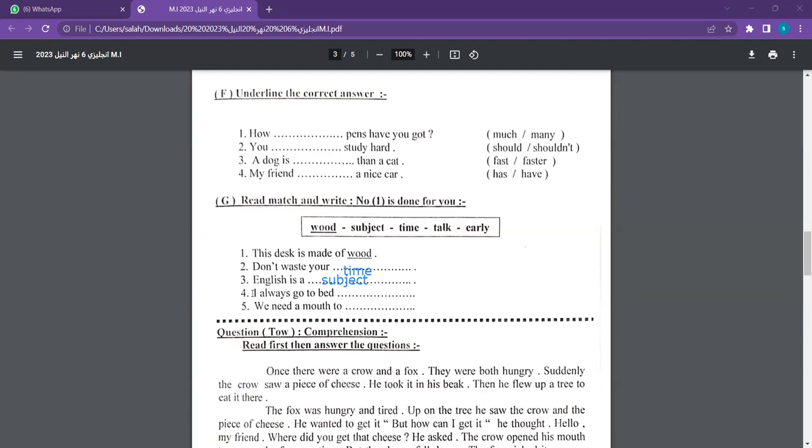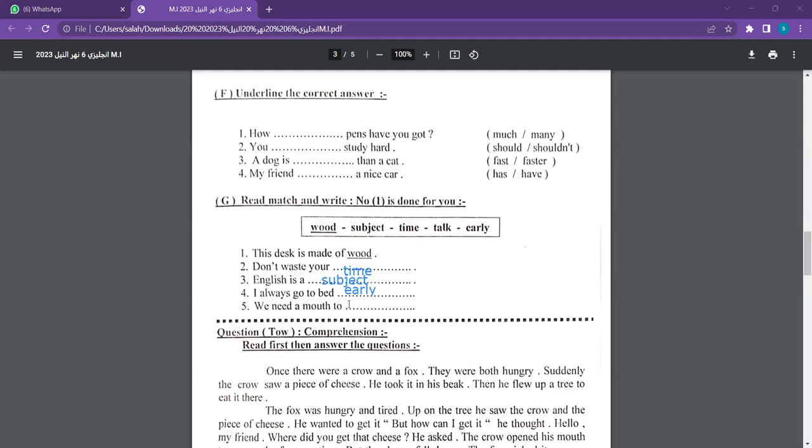Okay. Number four, I always go to bed talk, early. Which one is right here? Early. I always go to bed early. I go to bed early, مبكر. Very good.